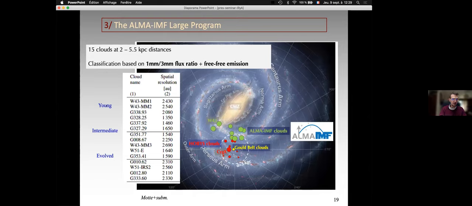You can see in this table the names of the 15 regions, and you can see where they are located on the same scheme as before. They have been selected to be between 2 and 5.5 kiloparsec, so at similar distances, to have homogeneous angular resolution. They have also been classified as young, intermediate, and evolved using two criteria, the 1 to 3 millimeter flux ratio and the free-free emission.